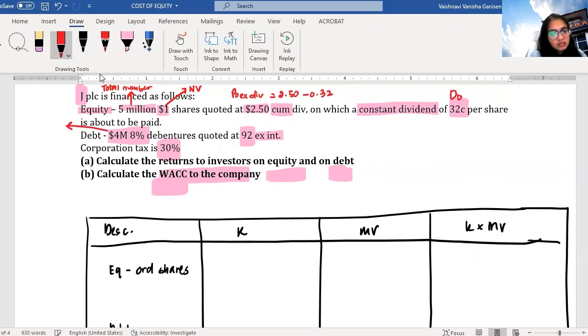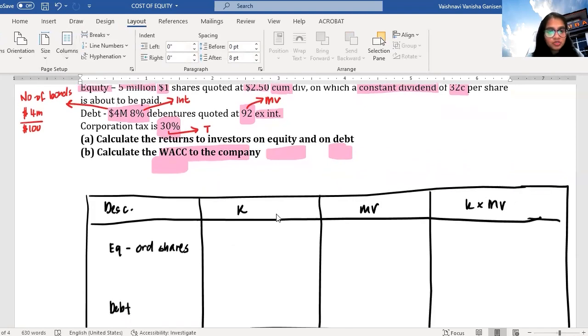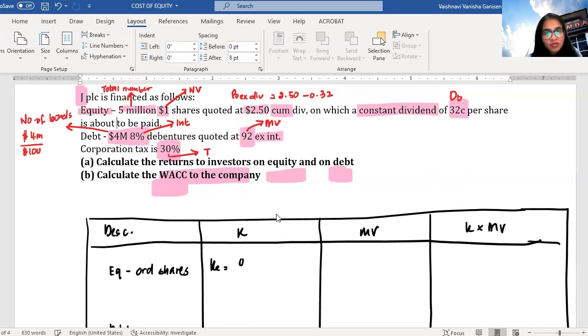So here, you need to find the number of bonds. How you find number of bonds is equals to 4 million divided by 100. Remember, I've taught you this. Okay. 8% is interest. 92 is market value. This is your tax rate. So how do I calculate? So to calculate KE, KE equals to 0.32 over 2.50 minus 0.32.